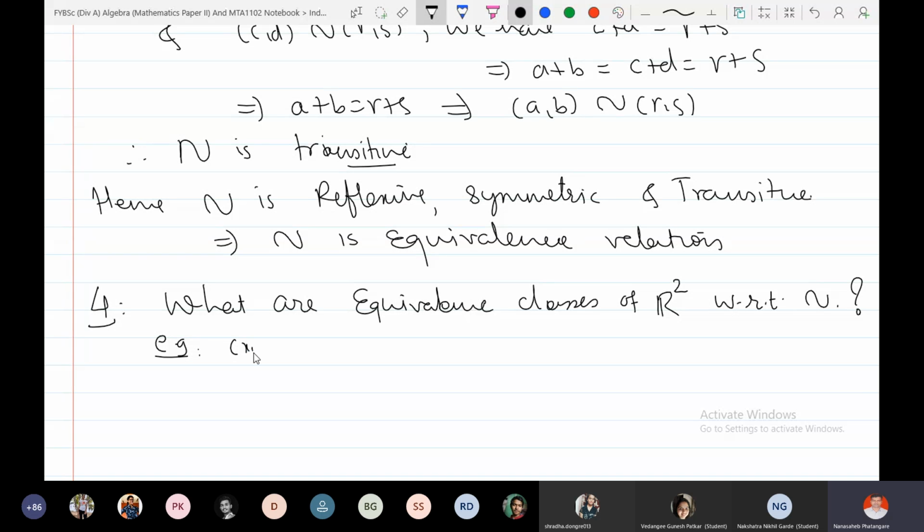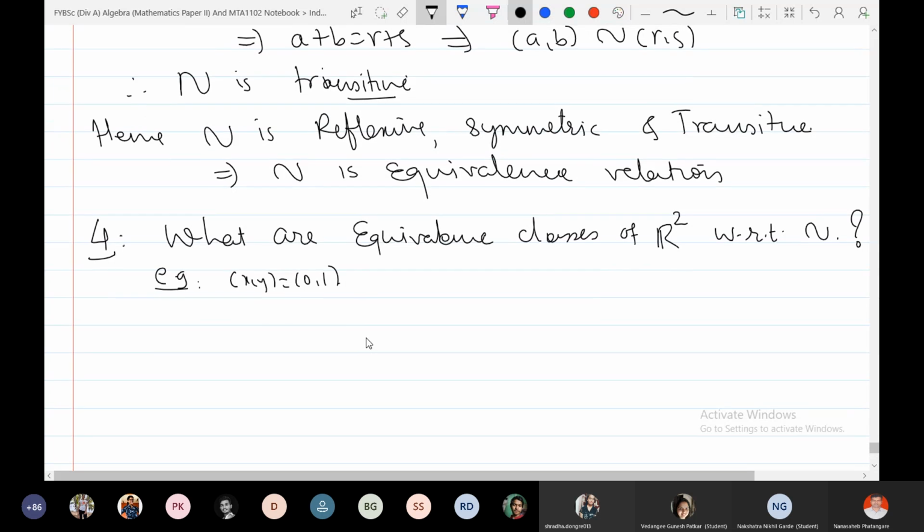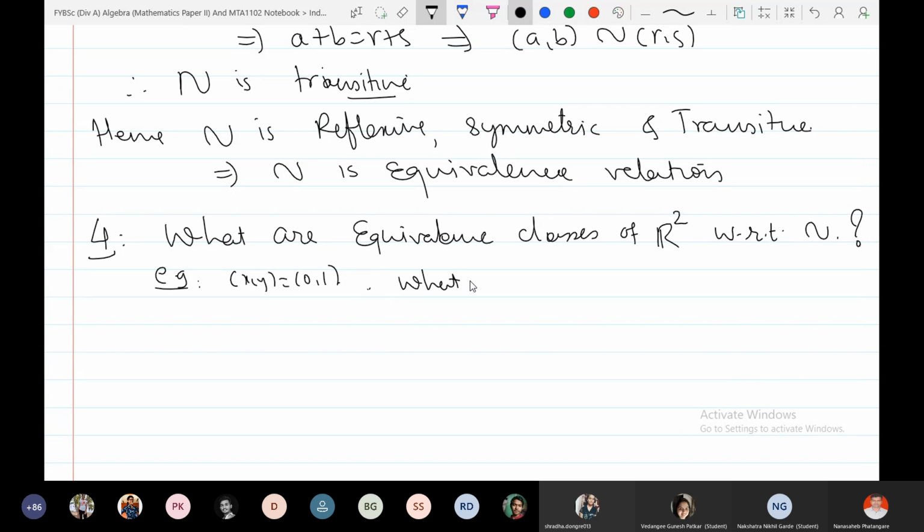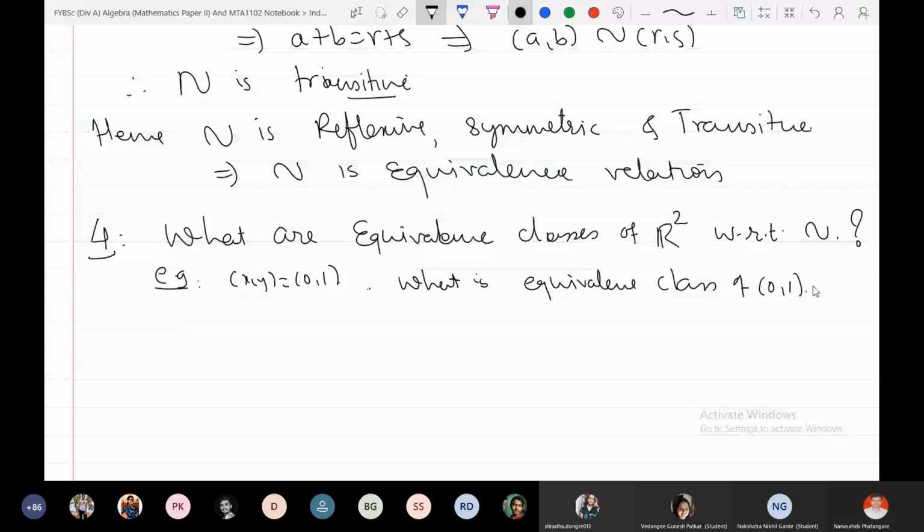I choose some point (x, y) equal to (0, 1). I will select this point, and now I will ask a simple question: what is the equivalence class of this particular point? This is a simple question you can ask yourself. Suppose you don't understand the general problem, you just go to a very particular simple case and ask yourself, what is it?